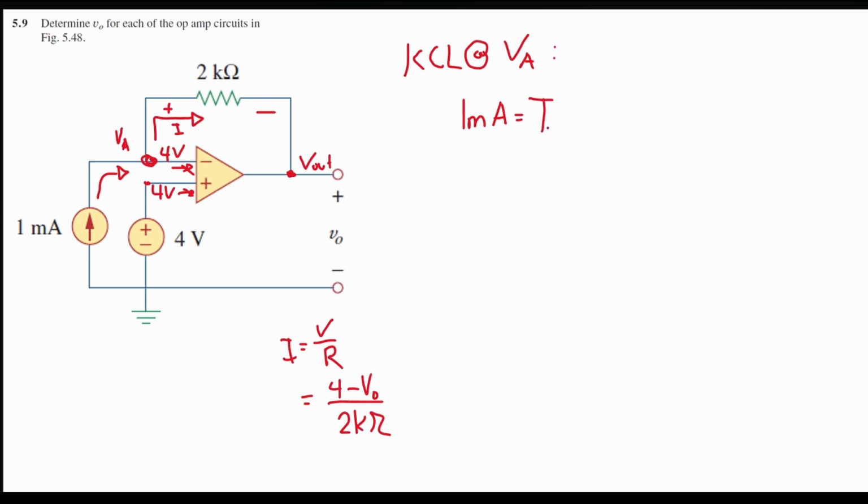So, ito yung I na palabas. And then, let's draw the equation again. Ayan, is equal to itong equation na to, 4 minus VO over 2 kilo ohms. Pardon my drawing. Ayan. To make this equation easier, let's multiply both sides by the denominator to remove the denominator. So 1 milliamp multiplied by 2K. So let's have our calculator here. 1 milliamp multiplied by 2000 will be 2.